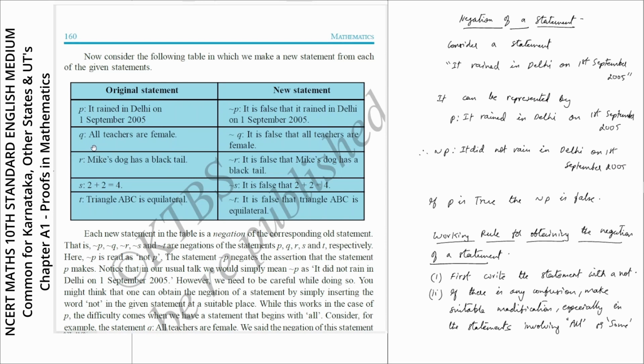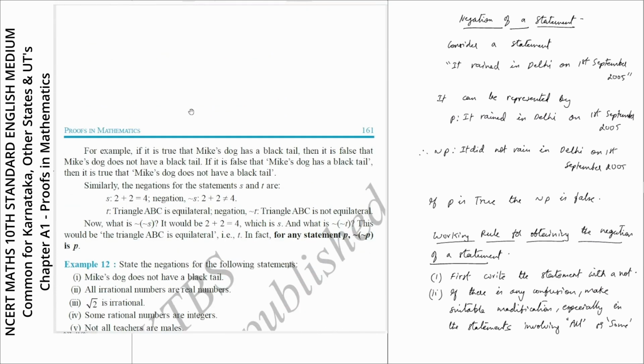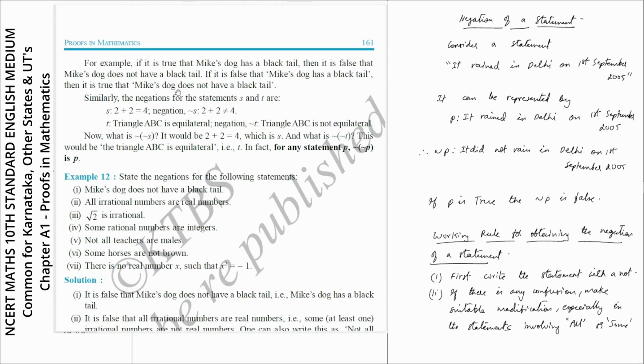Now the second statement is all teachers are female. This is represented by Q. So the negation of this statement will be not Q. Here you can see, not all teachers are female is the negation of the statement all teachers are female. The third statement, Mike's dog has a black tail, is represented by R. The negation of this statement will be not R. So the negation is: Mike's dog does not have a black tail.